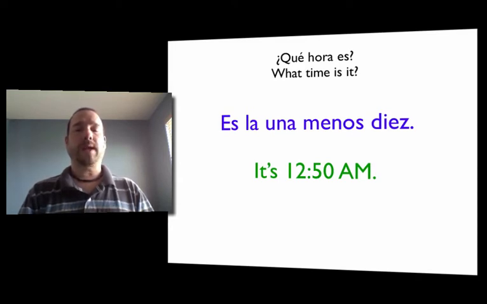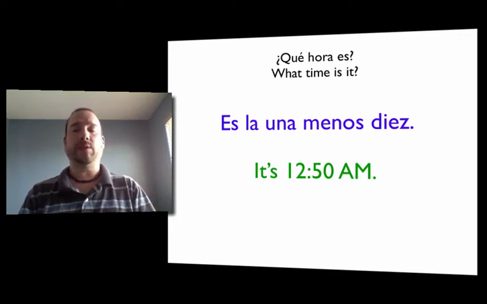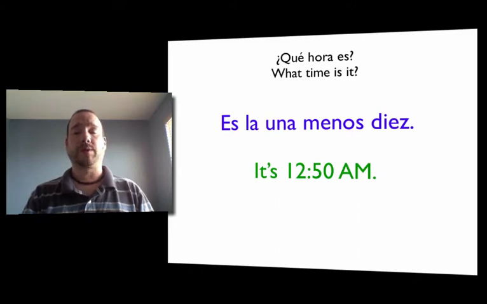So let's take 1 o'clock and minus the hour, 1 hour, we get 12. Let's take 60 minutes, let's subtract 10, we get 50. And because it is 1, that's a.m. Remember, 13 would be p.m. So it's 12:50 a.m. And remember, with these ones, when you see menos, you can read it backwards. It's 10 to 1 in the morning, and that will help you get the time.